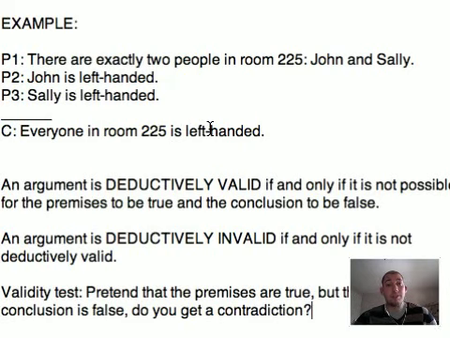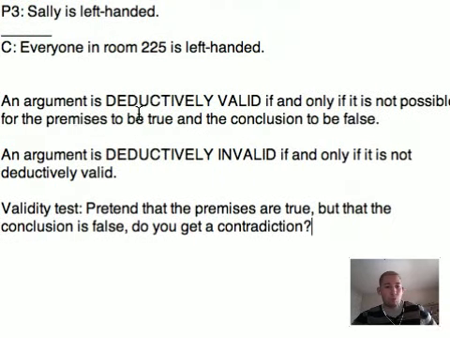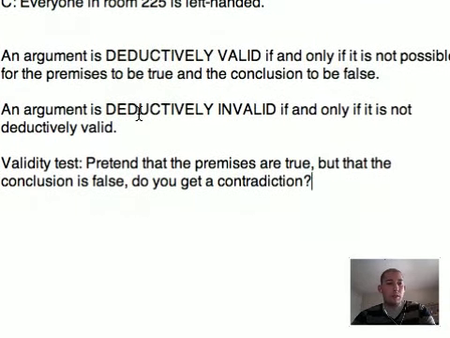And the thought is, yeah, I will. So pretend like you have two people in room 225. It's John and Sally. And pretend that John is left-handed, and pretend that Sally is left-handed. But now pretend that not everyone in room 225 is left-handed. Do you get a contradiction? Yeah, you do. So then you know that the conclusion has to be true, because if it's not, you get a contradiction. Okay, so that's our definition of deductive validity.